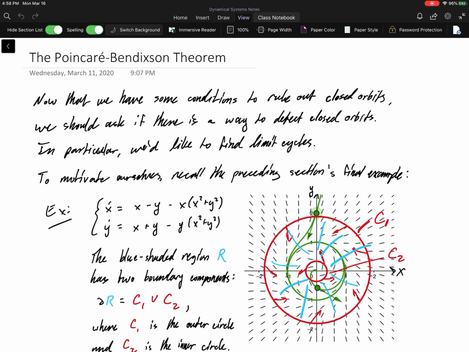We are in the midst of the chapter on limit cycles and how to detect or rule them out. For the last couple videos, we've been looking at different methods for ruling them out. And now we're going to start tackling the question of when we can show that they have to exist. And this is the essence of the Poincaré-Bendixson theorem.